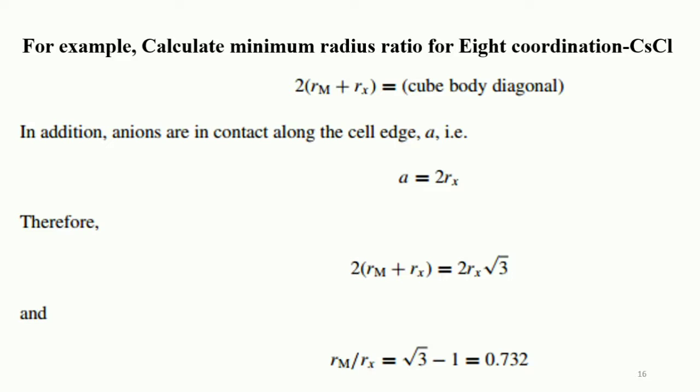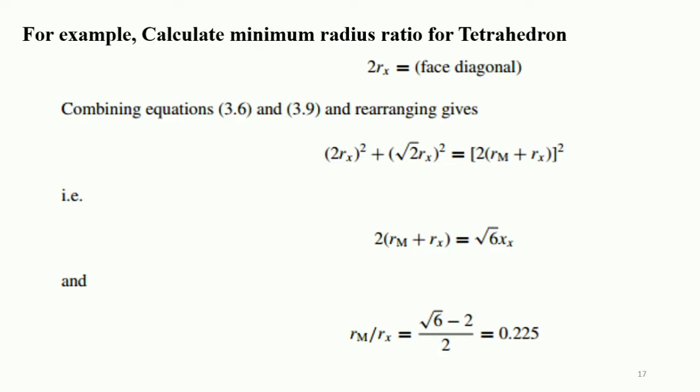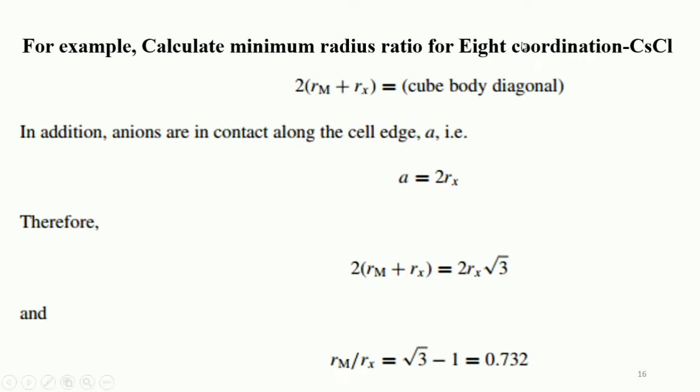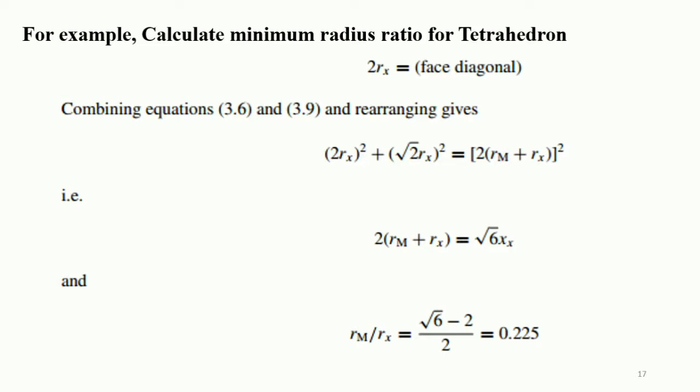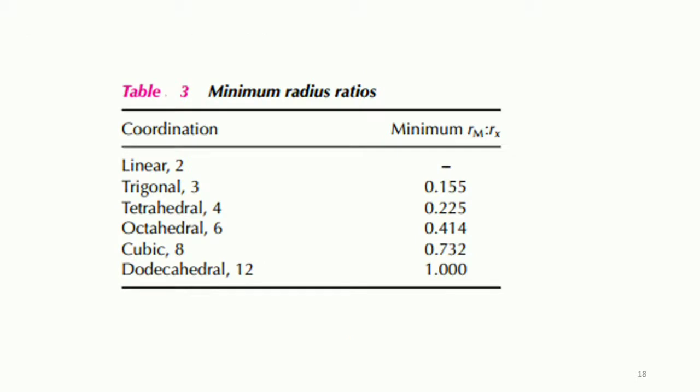which would be equal to 0.732. To calculate the minimum radius ratio for tetrahedral coordination, we may regard the tetrahedron as a cube with alternate corners missing. Anions and cations are in contact along the cubic body diagonals, like the starting equation, but the anions are in contact along the cubic face diagonals, so 2rx is equal to the face diagonal. Combining equations 3.6 and 3.9, we get (2rx) squared plus (2rx) squared is equal to (2(rm plus rx)) squared. That is, 2(rm plus rx) is equal to root 6 rx, and the whole value would be equal to 0.225. The minimum radius ratios for various coordination numbers are listed in this table.